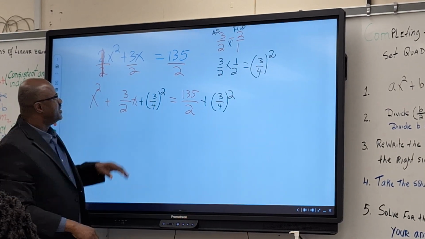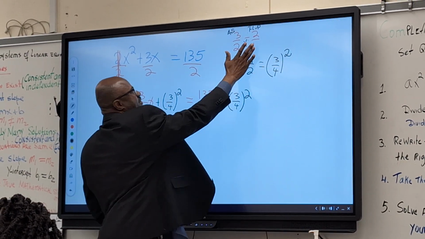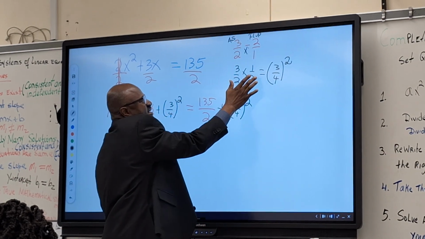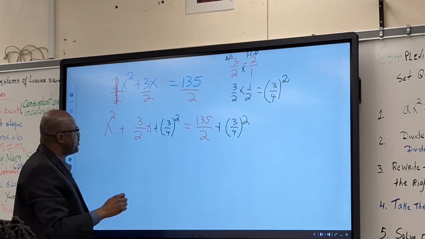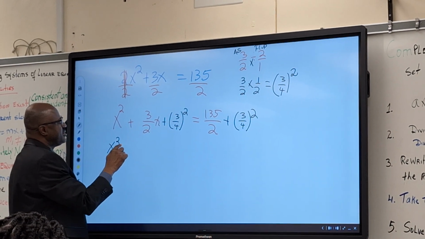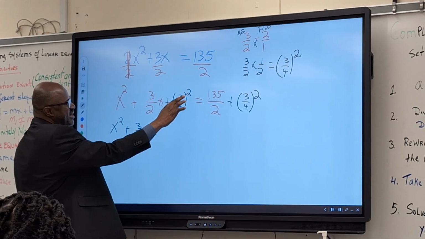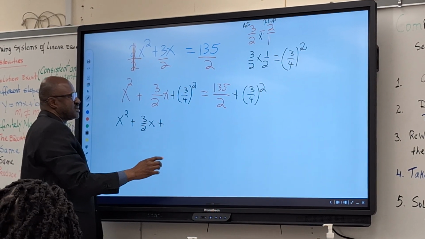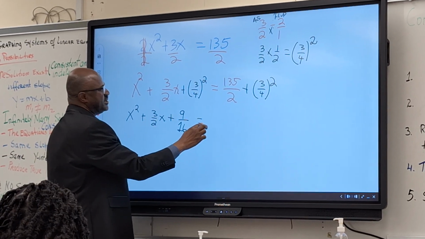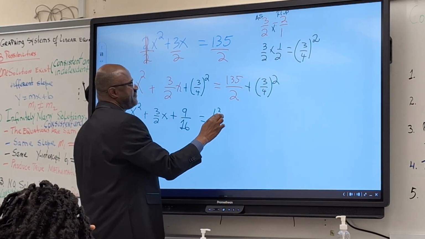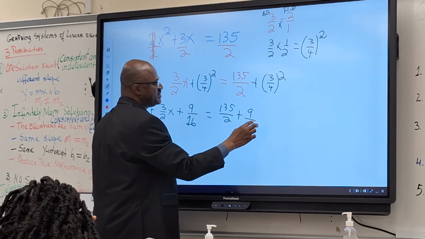Right? This is what we have. Divide by 2. That's what we do. Flip. That's giving you 3/4. Then you square. Then we will end up with x squared plus 3/2 x. When you square that, what do you get? 9 over 16. Then you have 135 half plus 9 over 16.